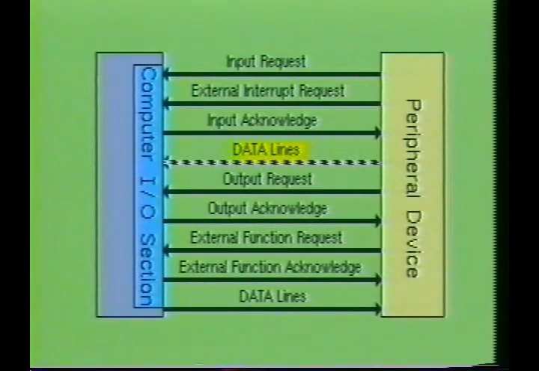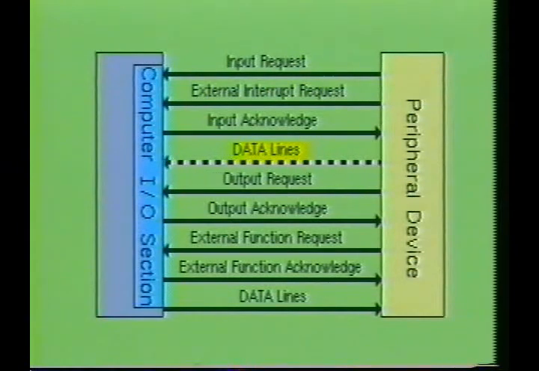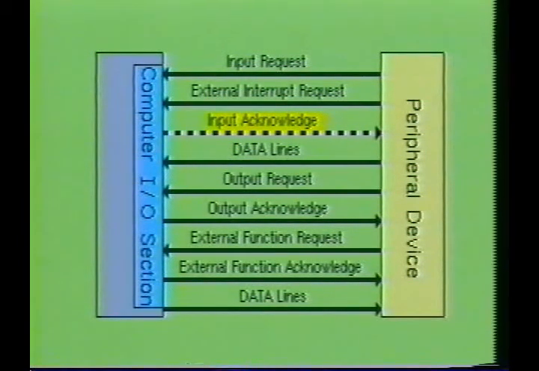When the computer acknowledges the external input request line, it will read the interrupt code which is present on the data lines. After the computer has processed the interrupt code, it will send a control signal through the input acknowledge line to the peripheral device to inform the device that the computer is awaiting further data.